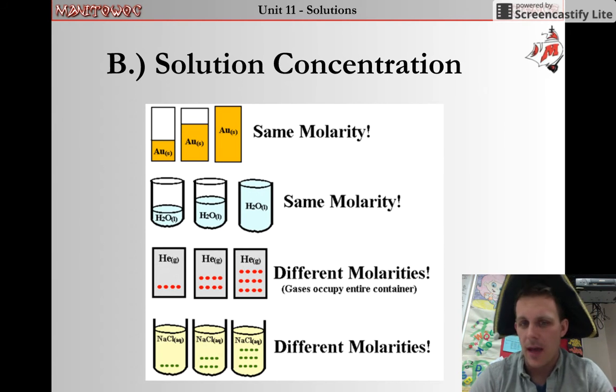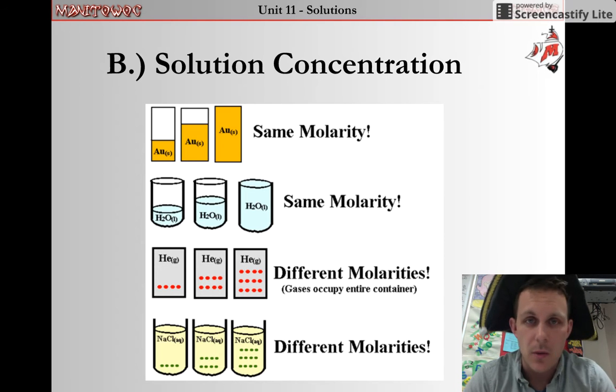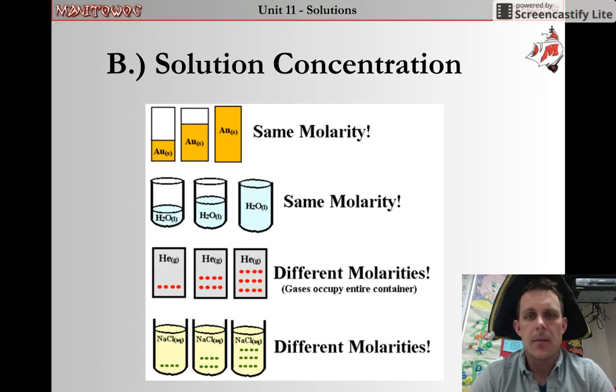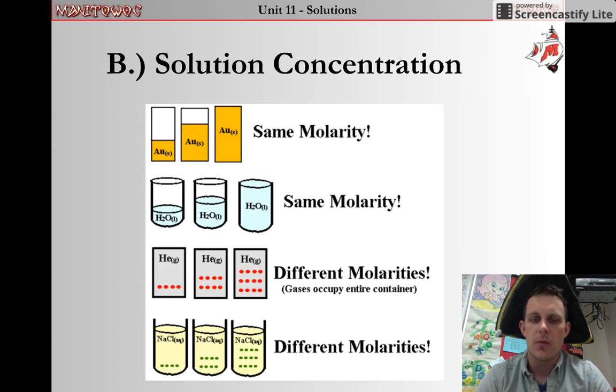For pure liquids, again, it doesn't matter if you've got a little bit of water or a medium amount of water or a large amount of water. Each one of those samples is going to have the same molarity. Now, it comes into play specifically with liquids and in gases.